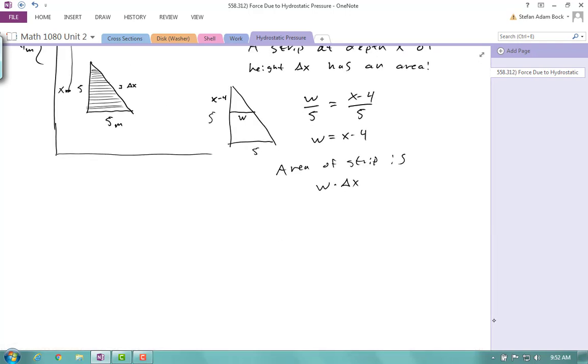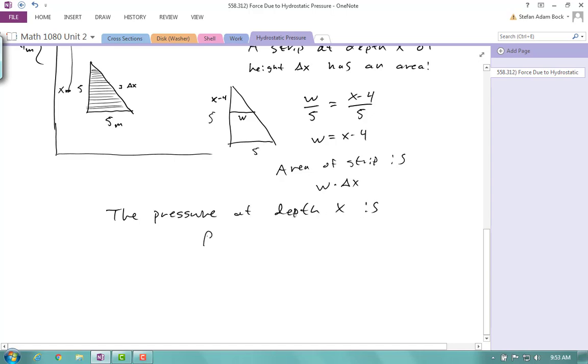Now the pressure on this strip is a function of the depth at which this strip occurs. So the pressure on this strip at depth x is rho g x, which is the density of the medium. I'm going to use water again, times acceleration due to gravity, which is 9.8, times x, and x is the depth.